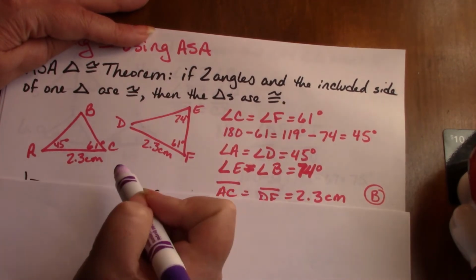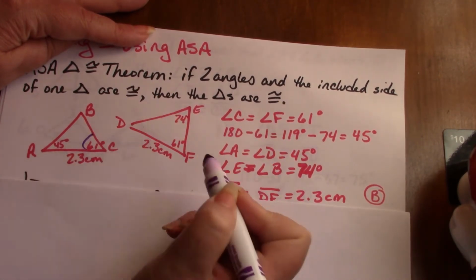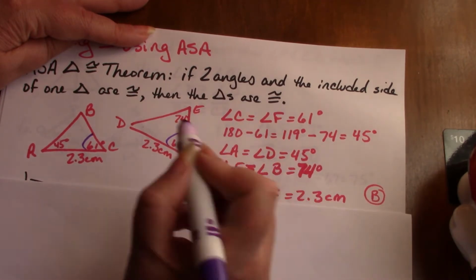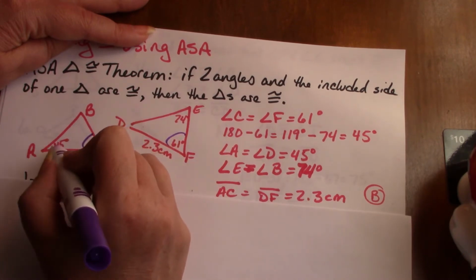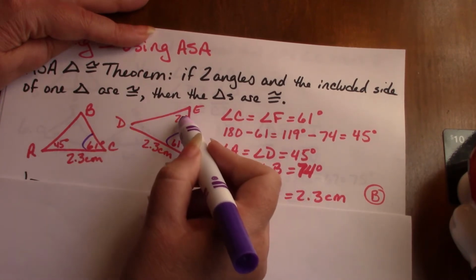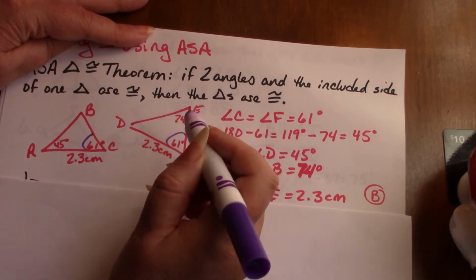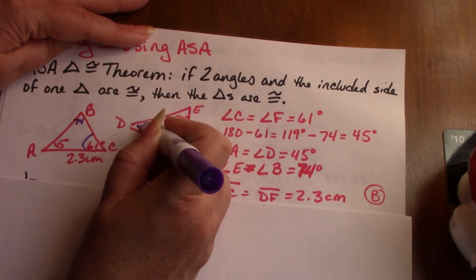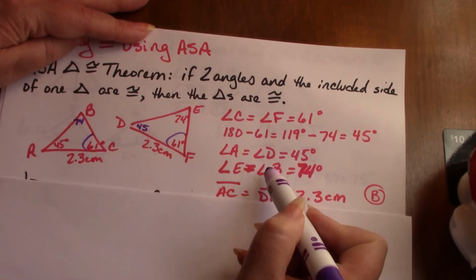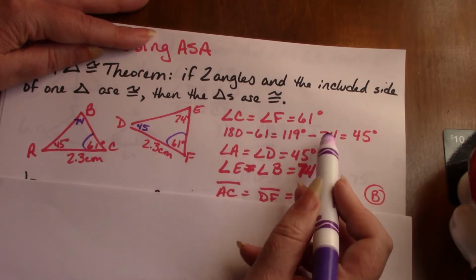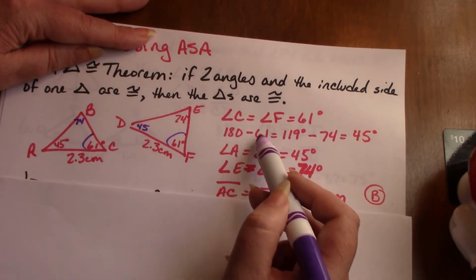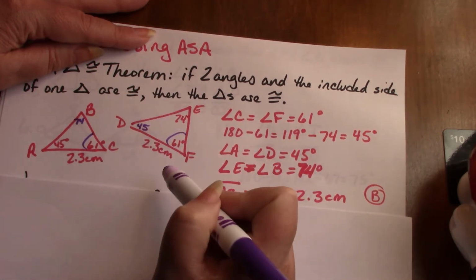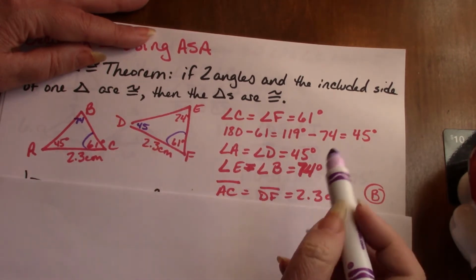congruent. So it's given to us that angle C equals angle F, and they're both 61. And we know that A is 45 and E is 74, and the question is, this 74 and this 45, which would make them congruent? If you do the subtraction from 180, you can see that 180 minus 61 minus 74 is 45, which makes these three angles all congruent.